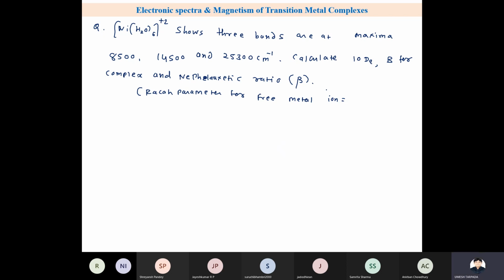Here suppose for free metal ion it is given, D8 system. That is, this value is 1030 centimeter inverse. Okay. So now how to get all this calculation?